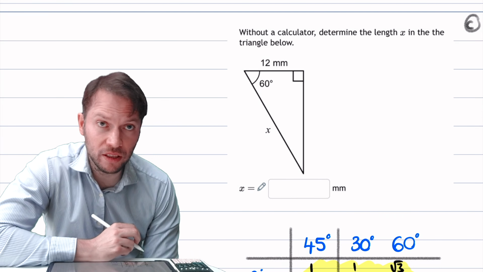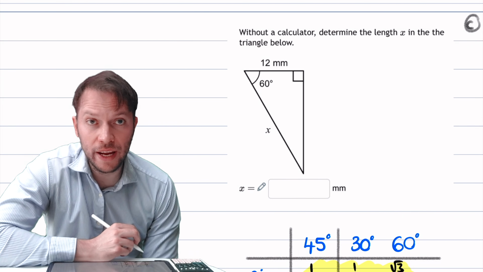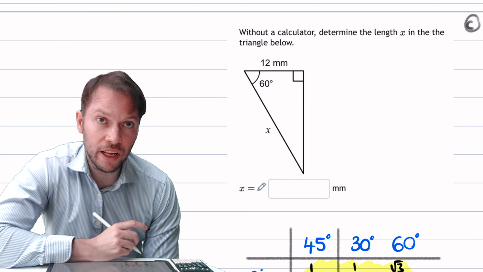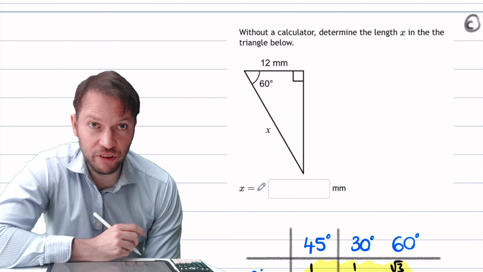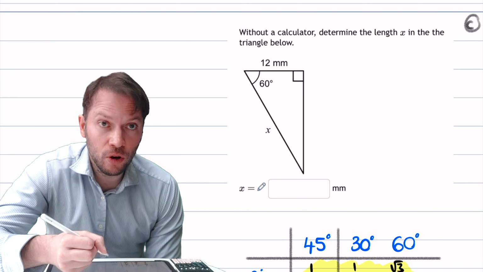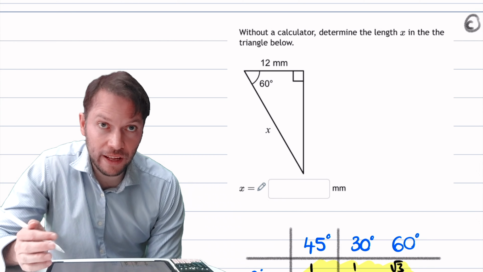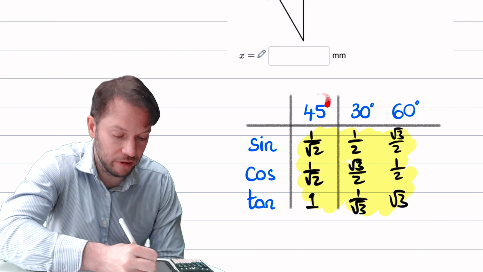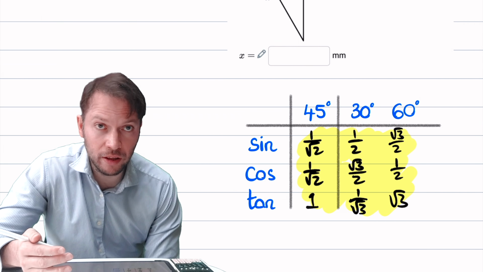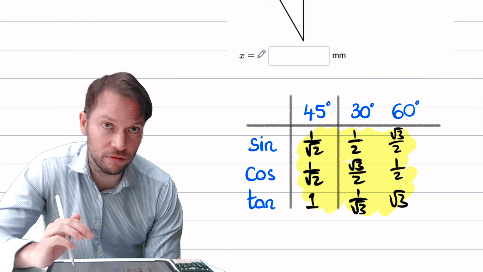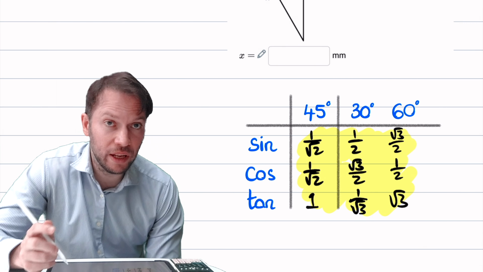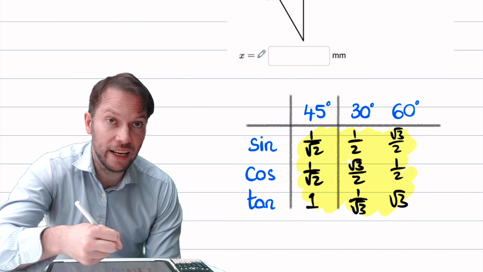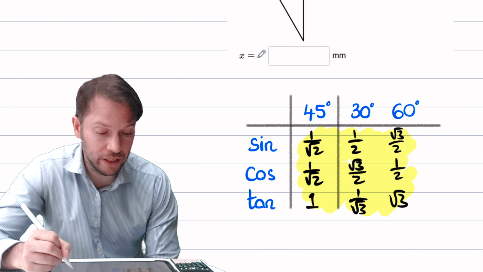Hi, in this video we're going to find a side length of a right angled triangle using exact trigonometric ratios. And what I mean by exact trigonometric ratios is that we've got sine, cos or tan of a nice angle. And by a nice angle I mean 30 degrees, 45 degrees or 60 degrees, because we find them in shapes like squares and equilateral triangles. So they're nice angles, and we can find sine, cos and tan of these angles exactly. And we saw how to do that in previous videos.